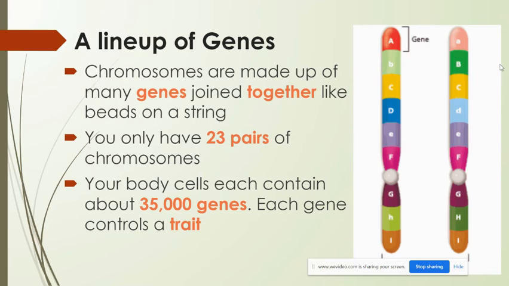So we only have 23 pairs of chromosomes in our body. 22 pairs are body chromosomes, and then that 23rd pair is what's distinguished as our sex chromosomes that determine if we're male or female. Then our body cells each contain about 35,000 genes. And then each gene controls a trait. So that's what makes you so individual and unique, because there are so many different combinations of how those traits can appear and what those genes are.